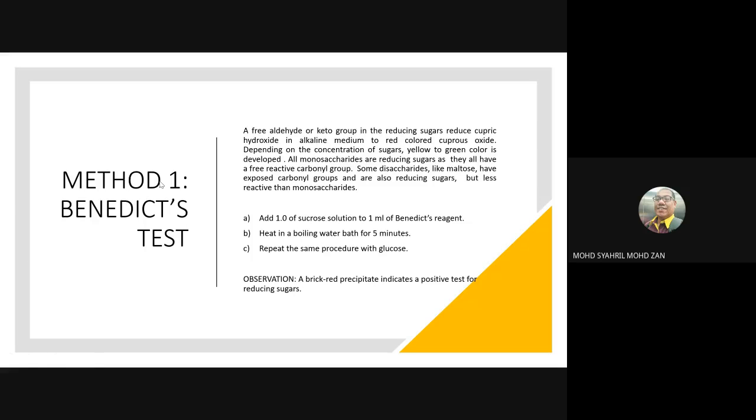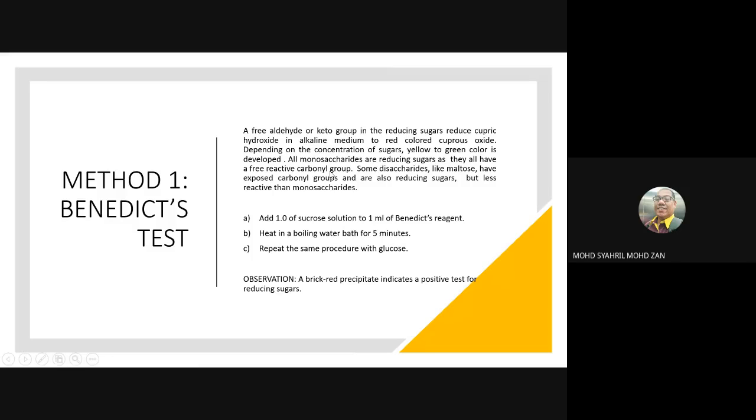The free aldehyde or ketone group in the reducing sugar is oxidized in the Benedict test. This is the Benedict reagent, which contains cupric hydroxide in alkali medium, to get the red-colored cuprous oxide. Depending on the concentration of the sugar, a yellow to green color is developed. All monosaccharides are reducing sugars, as they all have a free reactive carbonyl group. So what is the carbonyl group?